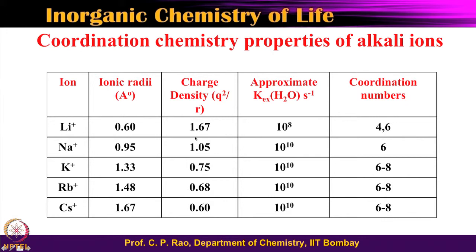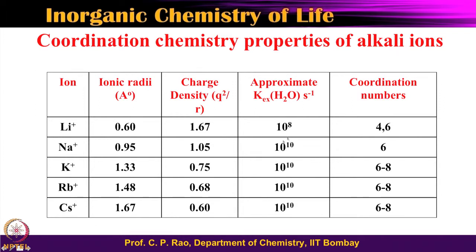The charge density means charge squared by r, where r is your radius. So, as the radius goes up, the charge density will go down, because the charge is the same for all of them: 1 squared is 1, so it is 1 by this, 1 by that, and so on. That means you have more charge density on lithium as compared to sodium, as compared to potassium, and so on. This will definitely influence the reactivity.